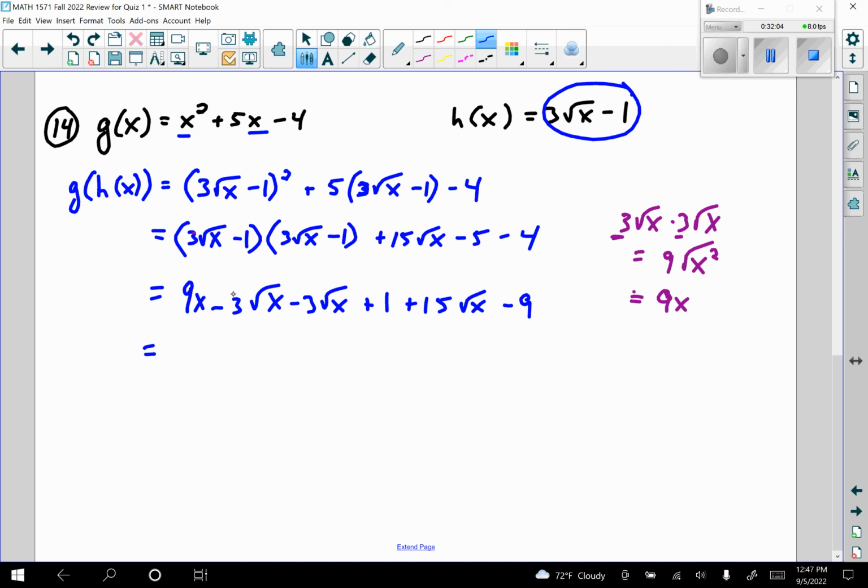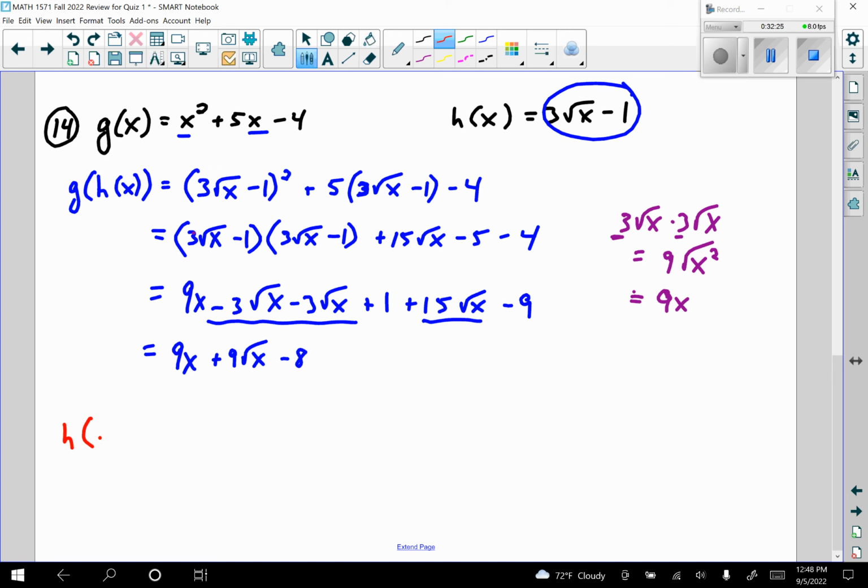So combining like terms here, let's leave the 9x first. Here I have really a negative 6 radical x when I combine these two terms. And then I have a 15 radical x. So 15 minus 6 will just give me a positive 9 radical x. And then we have a 1 minus 9, so we'll get a minus 8.